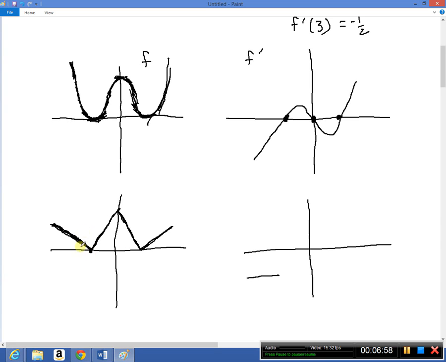There is no tangent line, because from the left your tangent lines are going to be like this, and from the right your tangent lines are going like that, and they don't come together. So this point is a cusp, and it has no derivative. It has a derivative from the left and it has a derivative from the right, but they don't match up. So there is no derivative value right there.